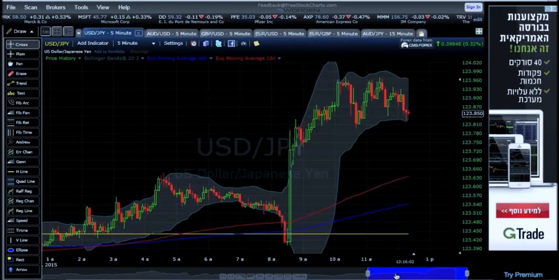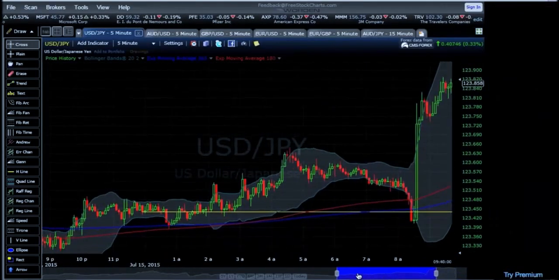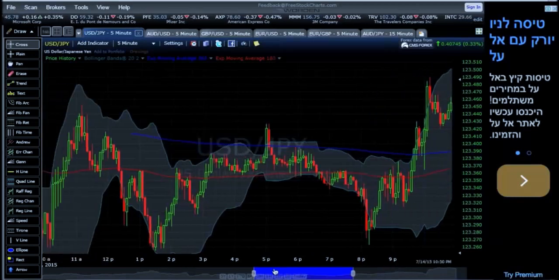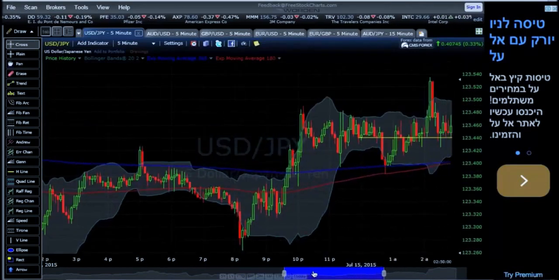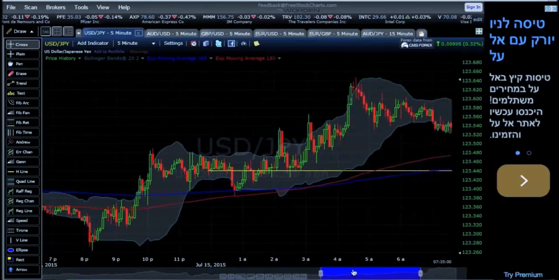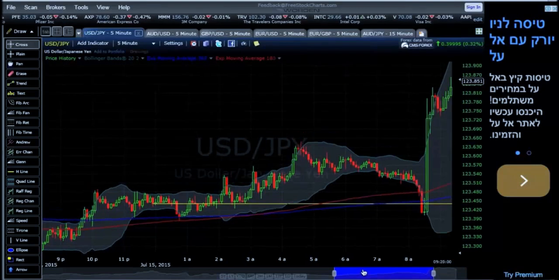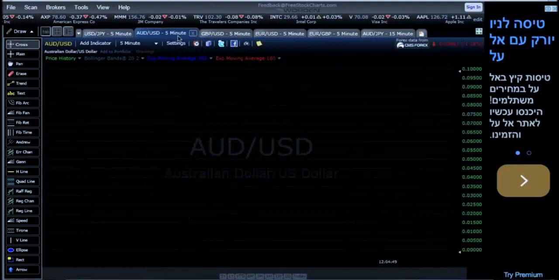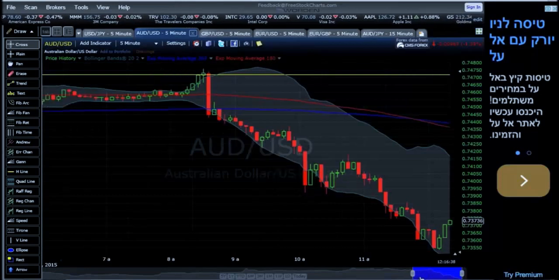Let me show you some explanation, some example for an uptrend. Let's see if I have something interesting here. Maybe not on USD JPY. Currently, I don't see an example on USD JPY. Let's move for another currency. Aussie dollar and USD.